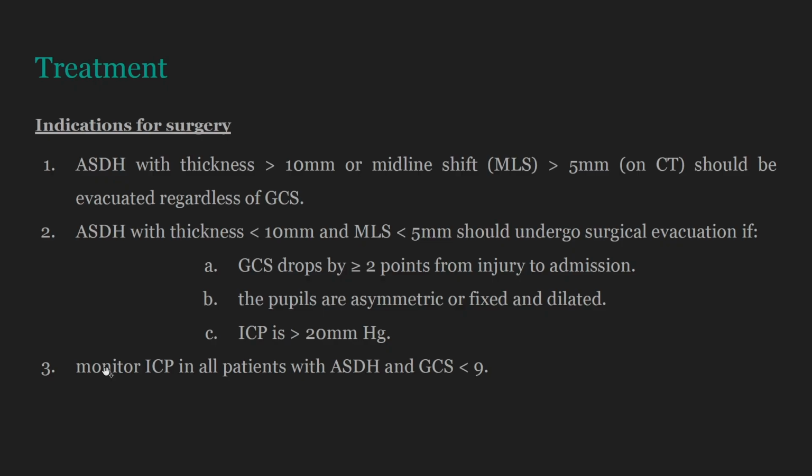And all the patients with acute subdural hematoma and GCS below 9, the ICP of this patient should be monitored, because if the patient is not surgical, let's say if the patient does not meet the criteria or the indications for surgery, but his GCS was 9 or below 9, he is intubated, he is in the ICU, you should monitor the intracranial pressure of the patient, because if it rises more than 20 millimeters mercury, then this patient will undergo surgery, okay? So these are the indications, just memorize them, okay?